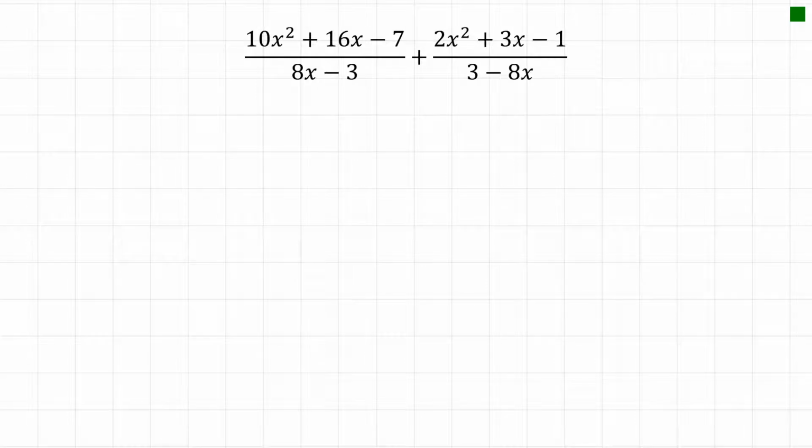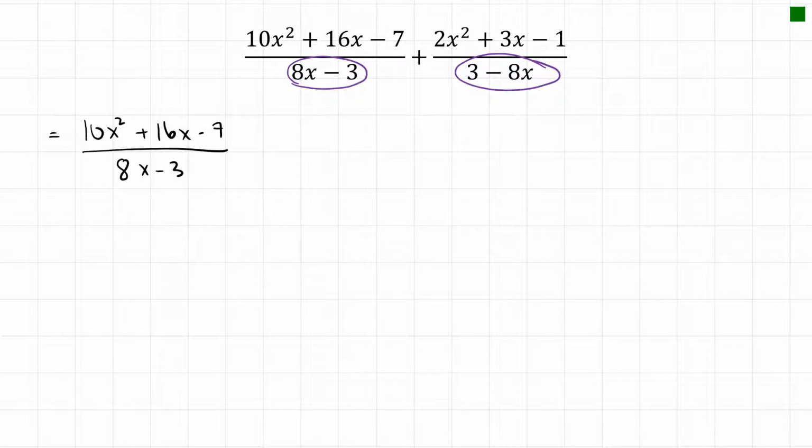So I need a common denominator, and I notice that the denominators are really close, but they're opposites of each other. So that means that I'm going to pull out a negative and make them the same. So I'm going to leave the first one the way it is, and I'm going to pull out a negative and switch the order on the second fraction.